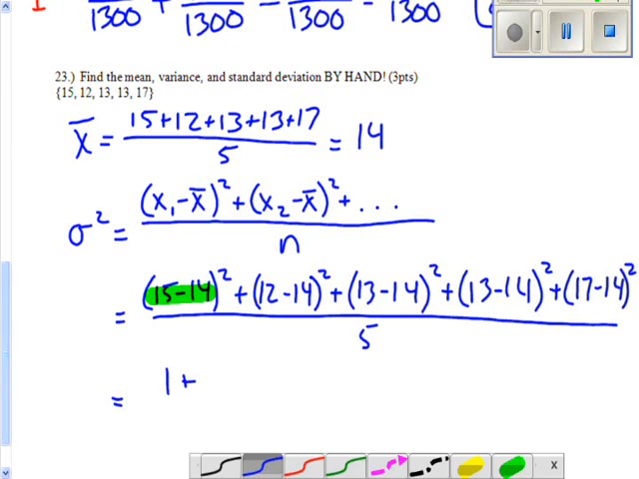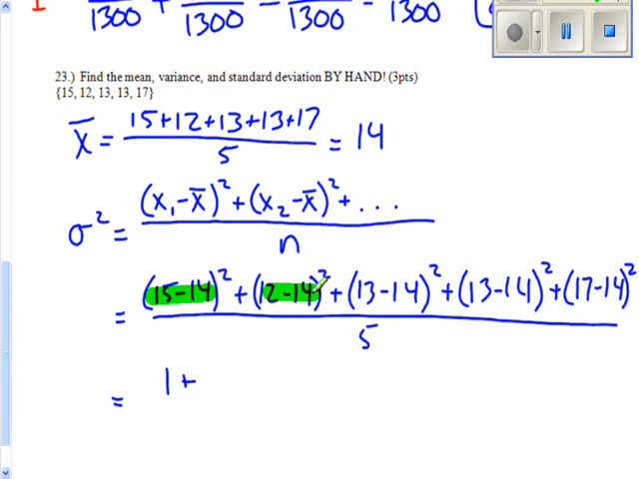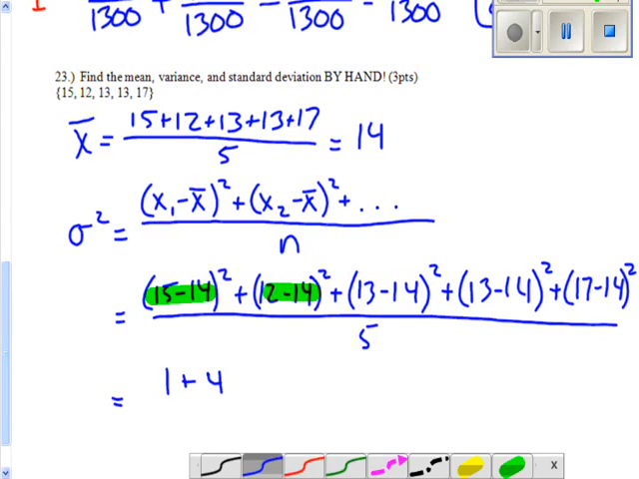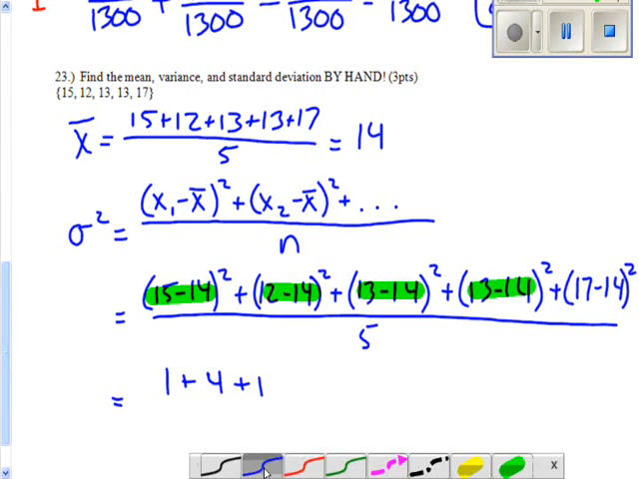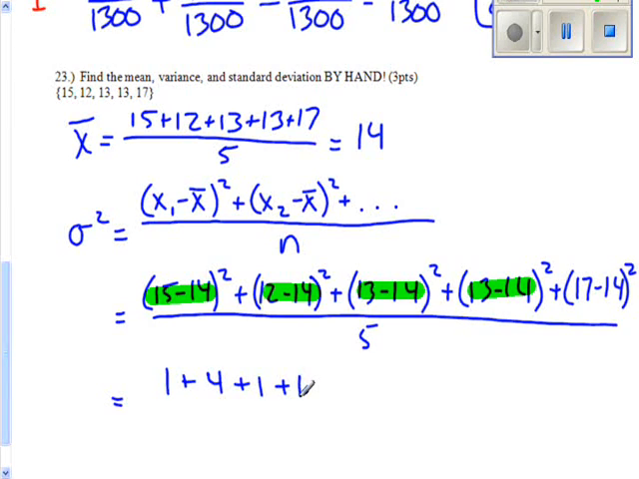It was pretty tough. Okay, next one. 12 minus 14 is a negative 2. Negative 2 squared is still going to be a positive 4. Okay, and I'm just going to go down through. I'm going to do each of these. 13 minus 14, negative 1 squared is a positive 1. Next one is the exact same thing if we look. So that's also going to give us a positive 1. And then the last one, 17 minus 14, is going to give us a 3. 3 squared is 9. So that's a plus 9. And then divided by 5.